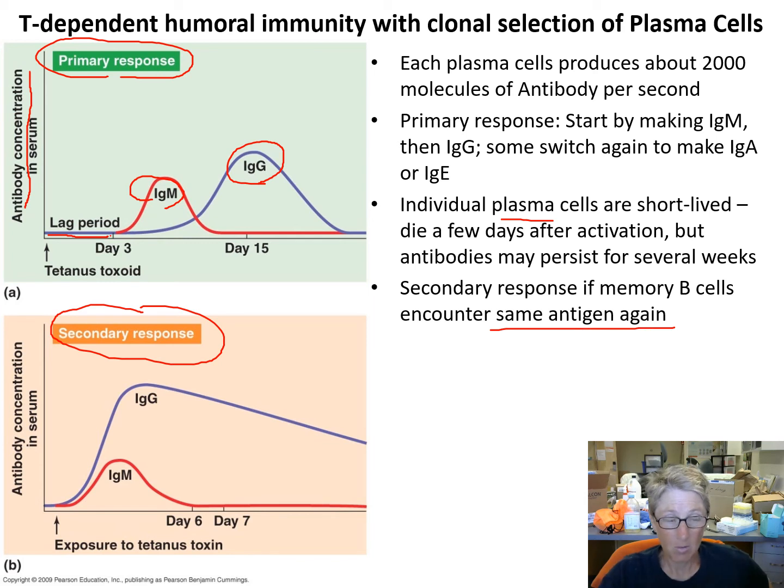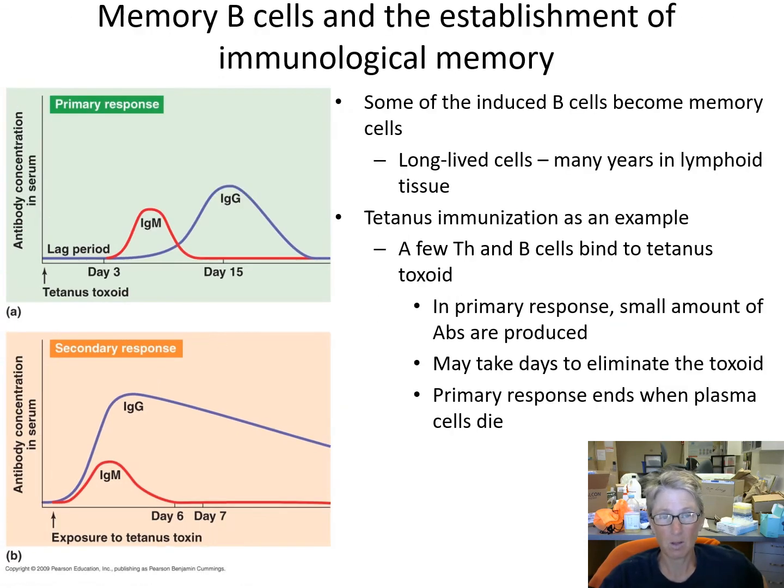So here's exposure, for example, they use tetanus toxin. The second time you are exposed to tetanus toxin, you start making IgG and IgM really quickly. And sometimes you don't even know you're sick.